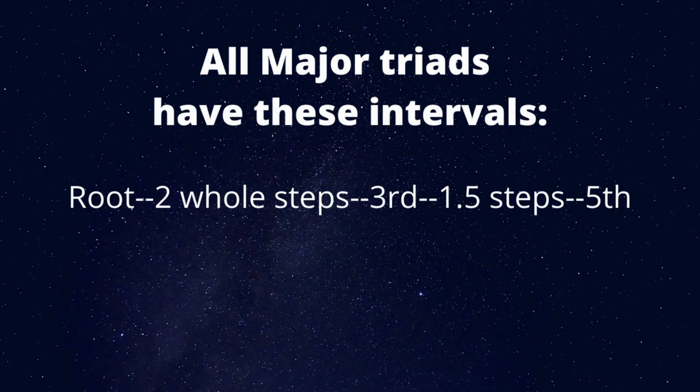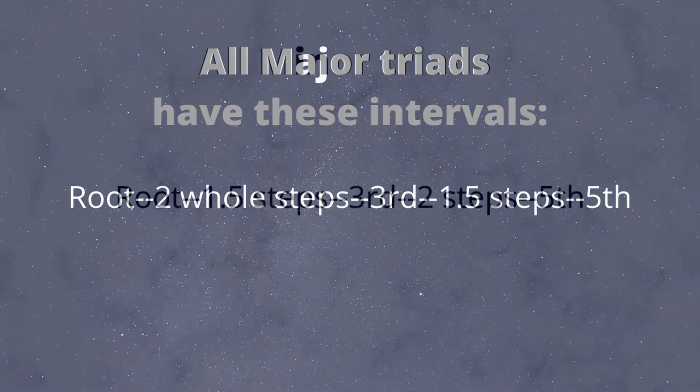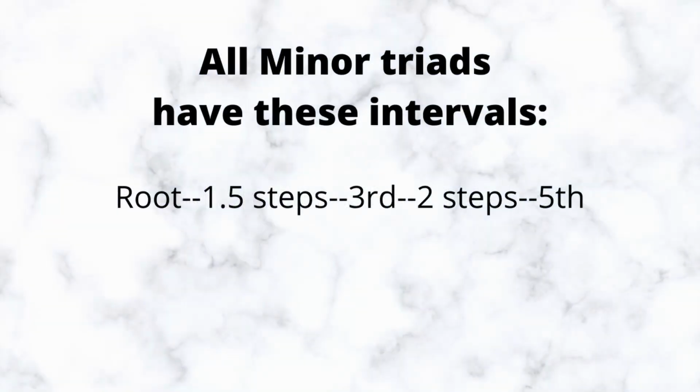All major triads have that same structure that we discovered on the C triad. The C triad is in fact a C major chord or triad. So all major chords have an interval between the root and the third of 2 whole steps, and between the third and the fifth of 1.5 steps. Now the D triad is your basic minor triad. All minor triads have the same intervals as that D triad does, which is to say from the root to the third there will be 1.5 steps, and from the third to the fifth there will be 2 whole steps.